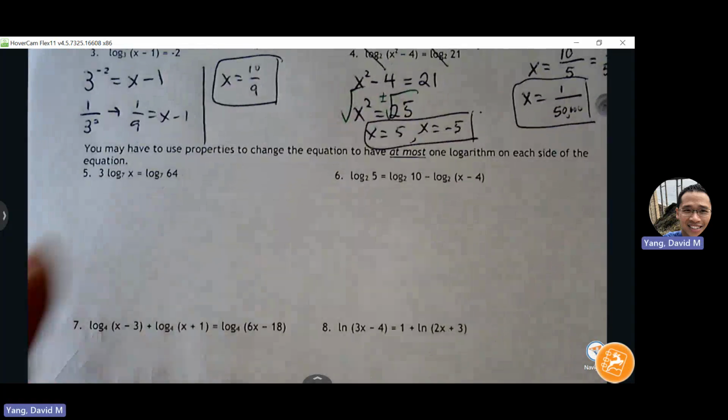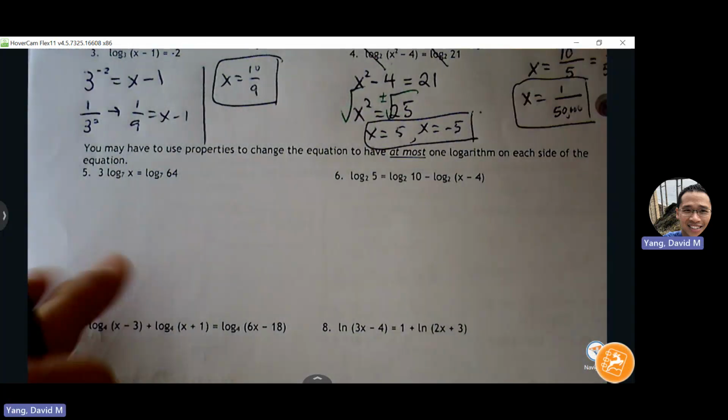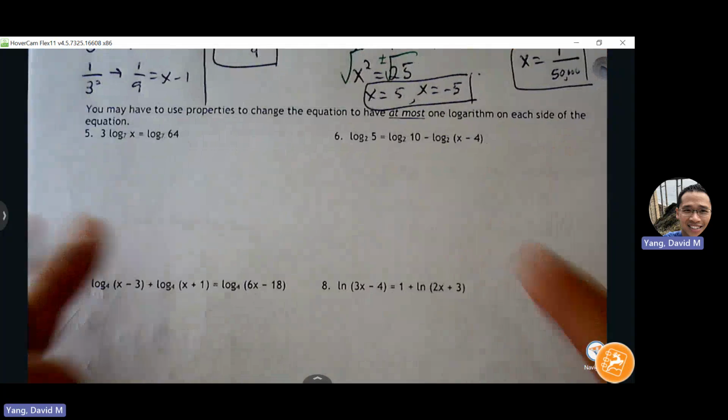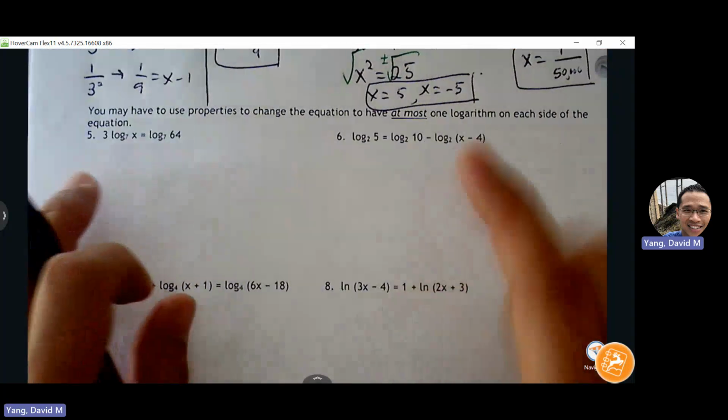Okay, I want us to do 4 more. I want us to get a little bit more practice with this so that tomorrow we can jump in directly into just practicing these problems.